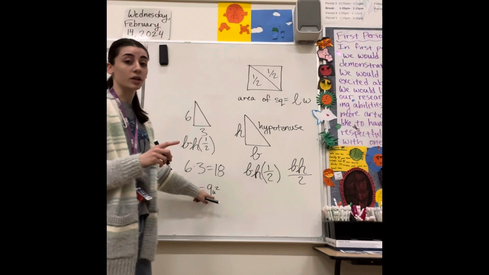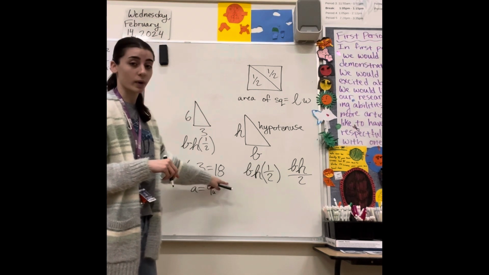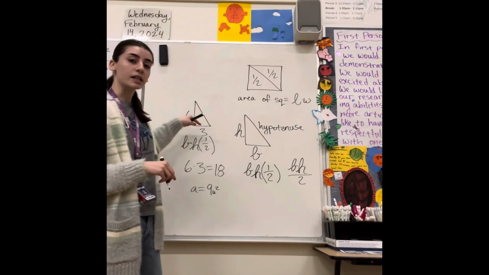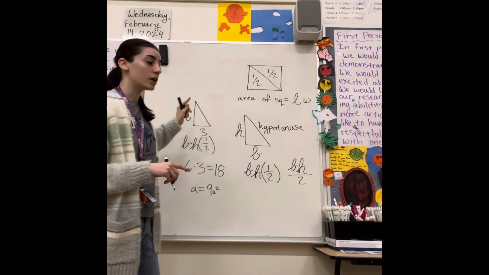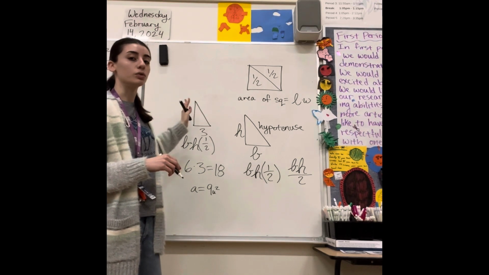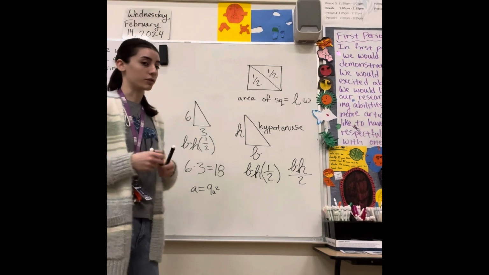And we want to make sure that we are labeling our units in units squared because we are finding the inside of the triangle, not just the perimeter. We're also not finding the volume because it's a 2-dimensional figure and not a 3-dimensional figure.